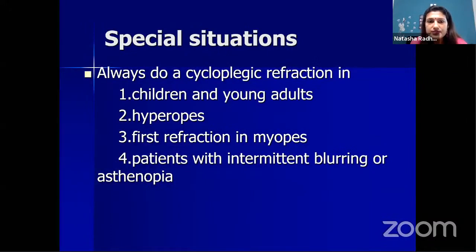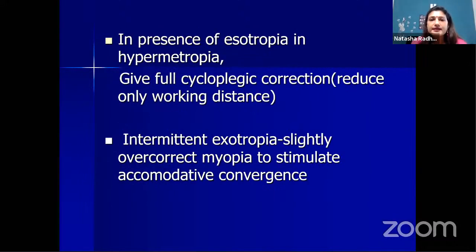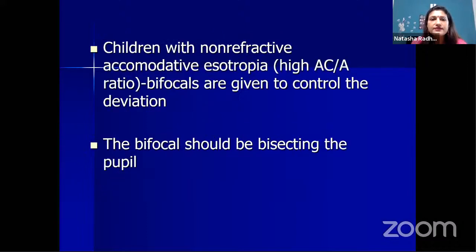There are some special situations. Always do a cycloplegic refraction in children and young adults because they have a very active accommodation. In hyperopes, you do a cycloplegic refraction when they are young. In first refraction in myopes, because of spasm of accommodation, they can be pseudomyopia. So you need to see that they are actual myopes before you give them their first glasses. You need to do cycloplegic refraction. Patients who are having intermittent blurring or asthenopia, again, do a cycloplegic refraction before you give them the glasses. In the presence of esotropia and hypermetropia, give a full cycloplegic correction. I think probably Sir will cover it in detail in special situations. So we will leave that.